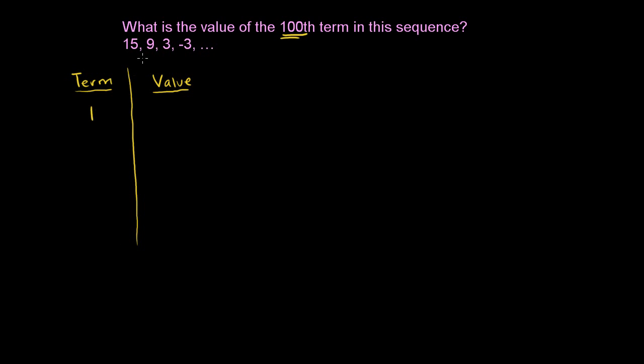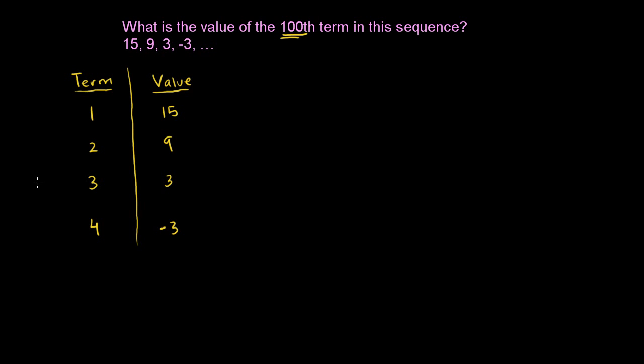So our first term we saw is 15. Our second term is 9. Our third term is 3. I'm just really copying this down, but I'm making sure we associate it with the right term. And then our fourth term is -3. And they want us to figure out what the 100th term of this sequence is going to be.